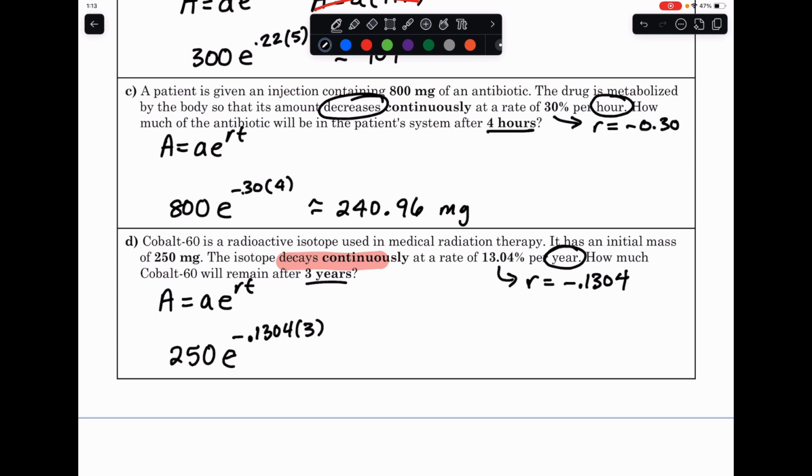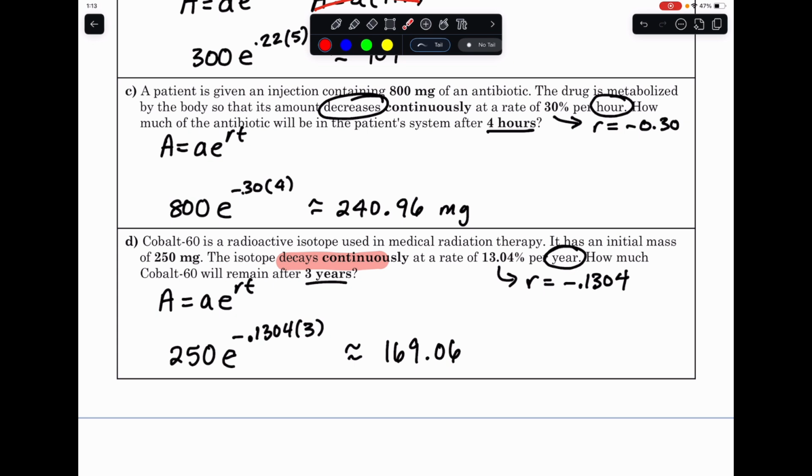I can now plug this into my calculator, and we're going to get a number that has to be smaller, since we're going down, it's a decay. And we get 169.06, which is smaller than the 250 that we started off with. So this right here would be the amount of this cobalt-60 left after 3 years.